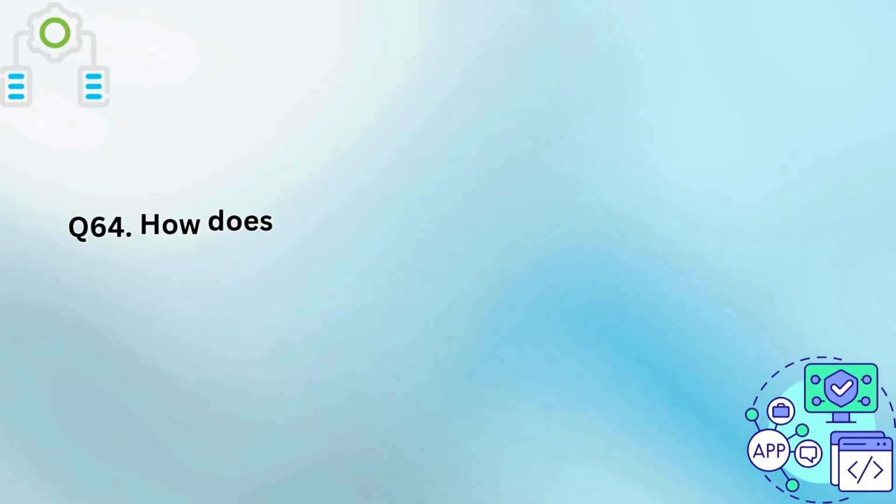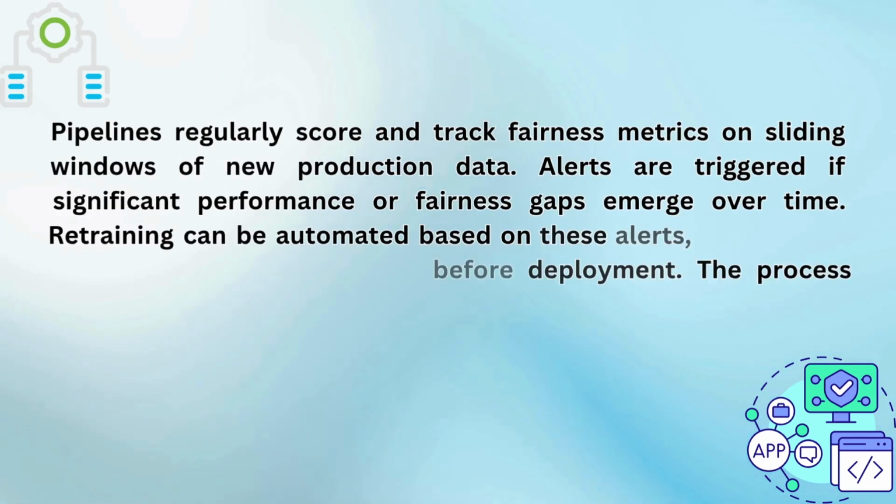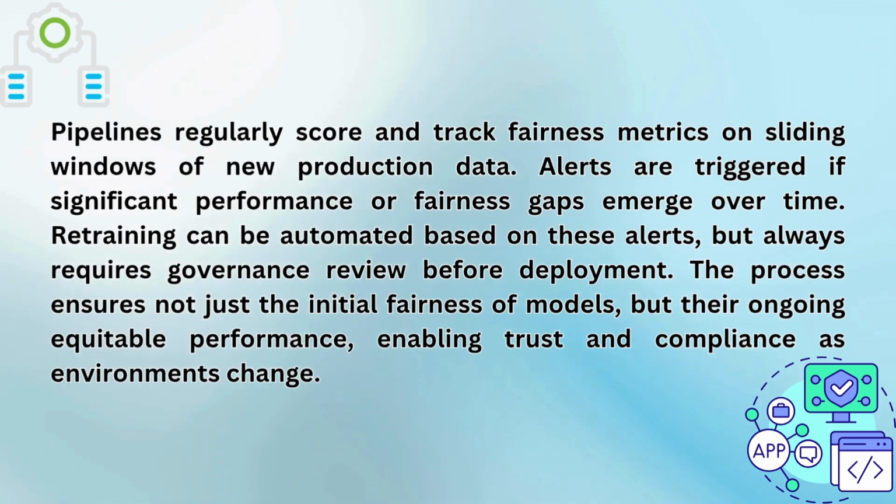How does continuous bias and fairness monitoring work in real-world ML Ops deployments? Pipelines regularly score and track fairness metrics on sliding windows of new production data. Alerts are triggered if significant performance or fairness gaps emerge over time. Retraining can be automated based on these alerts, but always requires governance review before deployment. The process ensures not just the initial fairness of models, but their ongoing equitable performance, enabling trust and compliance as environments change.